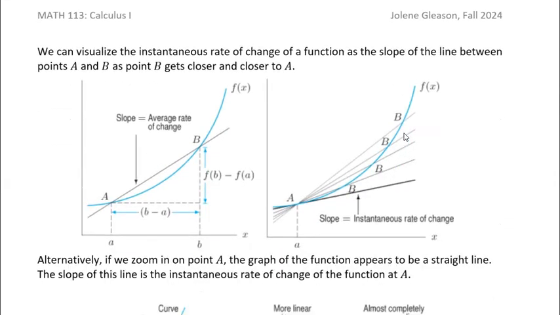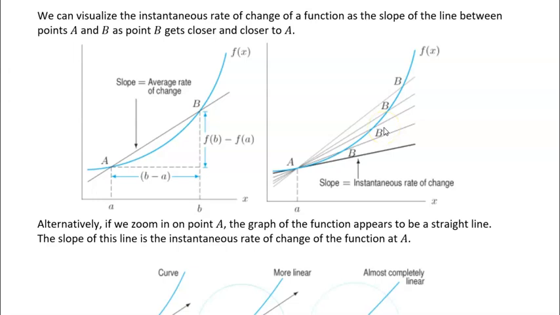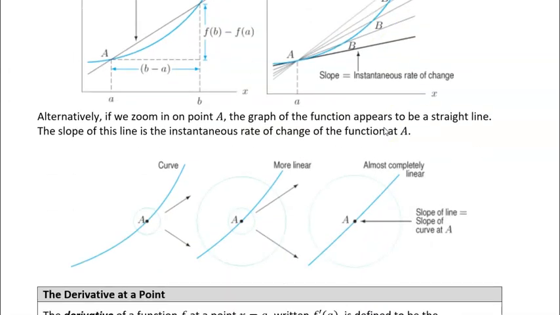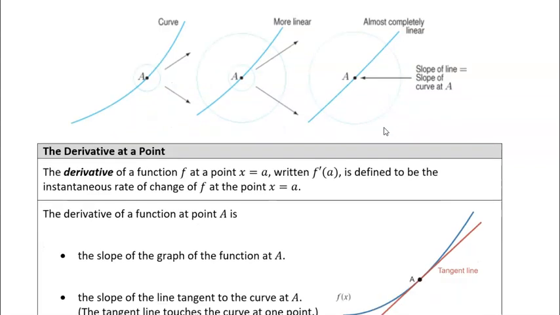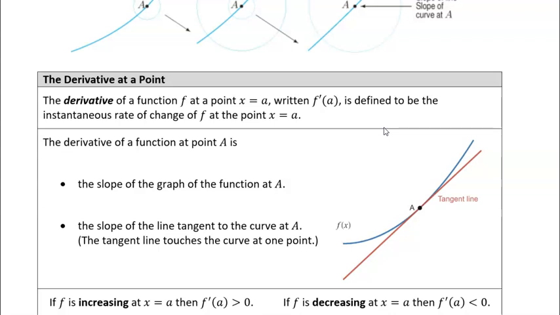Okay, so this is showing us what we did in general. We can visualize the instantaneous rate of change of a function as the slope of the line between 2 points, and as we move those 2 points closer and closer together, we get the slope at an instant, right? We get an instantaneous rate of change. Okay. So the derivative of a function at a point is defined to be the instantaneous rate of change of that function at that point. So the derivative is the instantaneous rate of change. All right, it's the slope at that point.